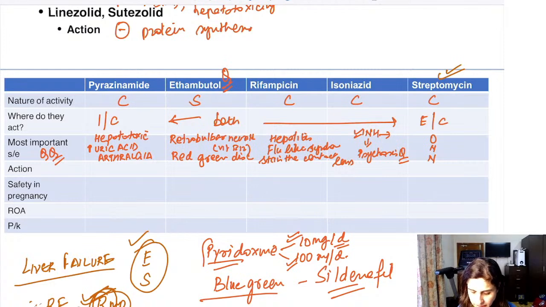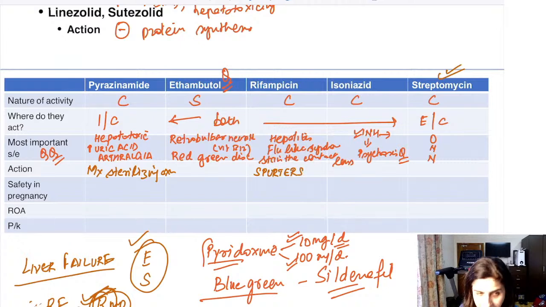So these are the important ones. तो कौन सी use कर सकते हैं in the renal failure, कौन सी use कर सकते हैं in the hepatic failure. Coming to the action, what kind of action do they have. Pyrazinamide has the maximum sterilizing action. ठीक है, sterilizing action. Rifampicin is best for spurters. ठीक है, sporadic growth, spurters, not sprouters, sorry, spurters, sporadic growth जो होती है.